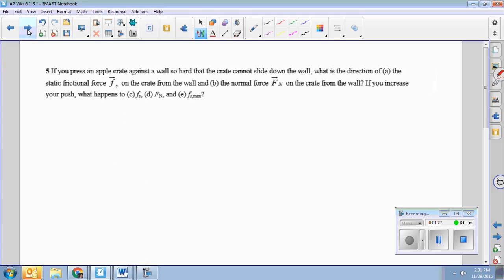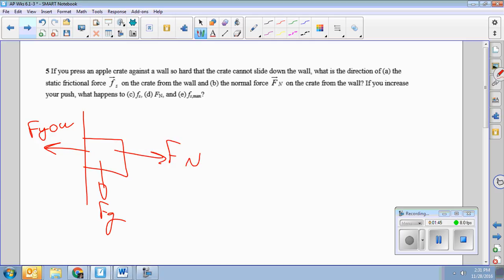All right, number 5, if you press an apple crate against a wall so hard that it can't slide down the wall. So here's your wall, here's your crate, here's the force of you. So while we're at it, what are the other 3 forces? Gravity, normal force. Point for me, which way? And friction, how should I label it? F for force, what kind of? Static friction. Max? No, that's just however much it's exerting, right? Okay. All right. So that's what your drawing should look like.